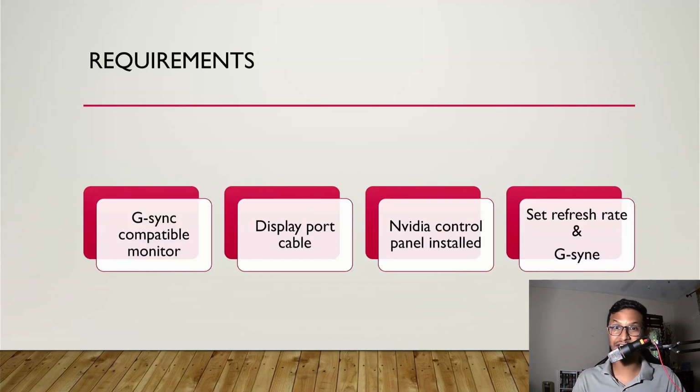So what are the things that you need to enable Gsync? First of all, you need an Nvidia GPU, a Gsync compatible monitor, and a DisplayPort cable. So even if you have a Gsync compatible monitor, if you connect with HDMI, VGA or DVI, it's not gonna work. You must connect it with the DisplayPort cable, and you must have Nvidia Control Panel installed. Then finally you're gonna set the refresh rate and set up Gsync. So let's get to it.